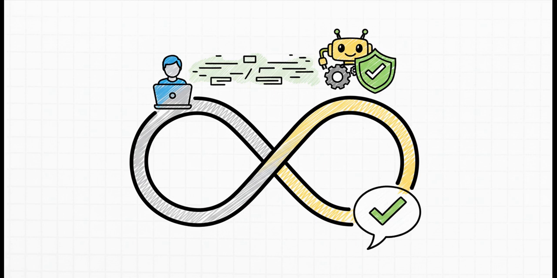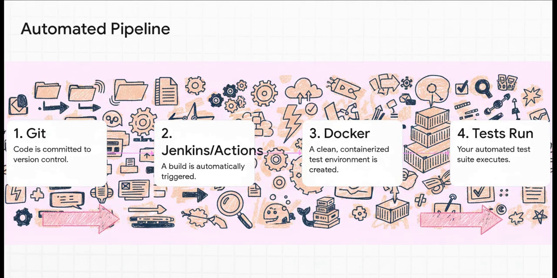Your entire goal becomes providing fast, reliable feedback every single time a developer commits new code. So let's paint a picture of how this all actually works, right? A developer pushes some code to Git.